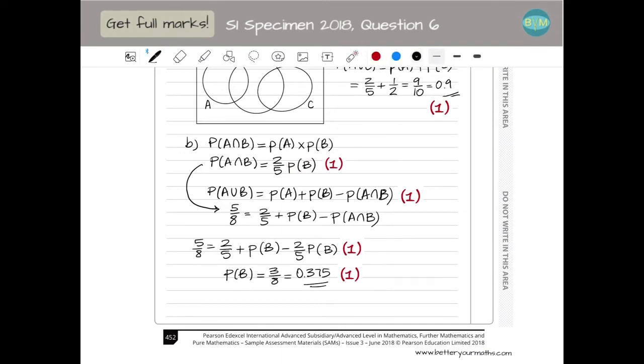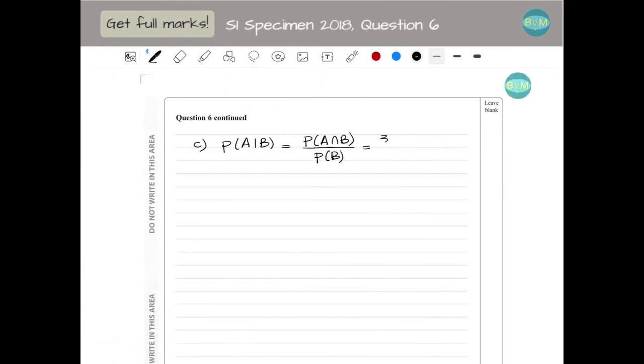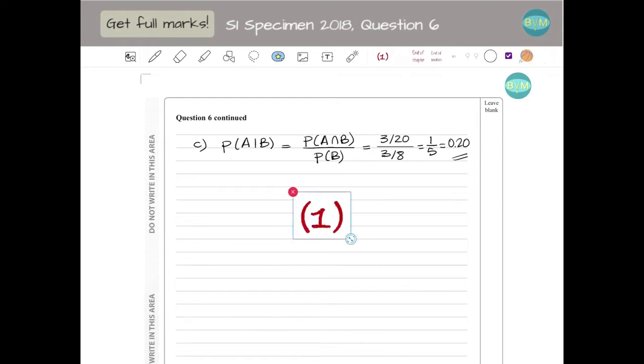So I'm going to do it just quickly. Probability of A intersection B is 2/5 times 3/8, which is 3/20, right? So I can substitute here 3/20 divided by probability of B, which was 3/8. So this probability is 1/5 or 0.20. Yeah, and this is your single mark in this part of the question, in question C.